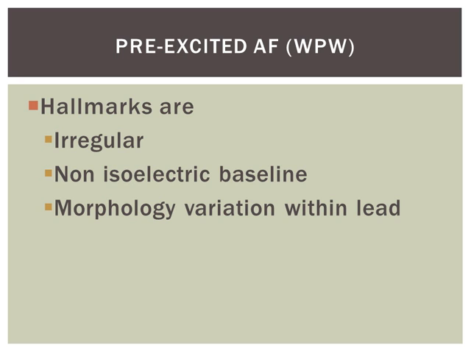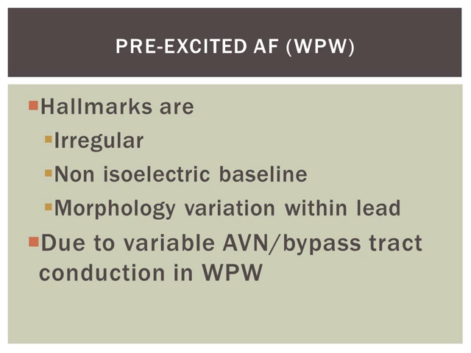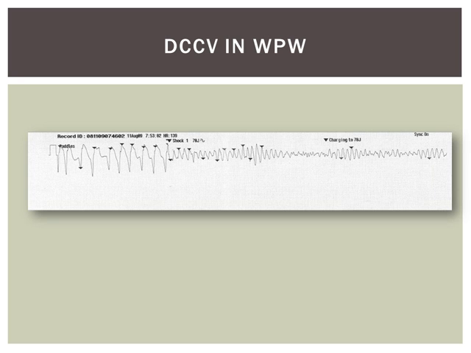So pre-excited AF, the hallmarks are it's irregular. There's a non-isoelectric baseline because we've got a fibrillatory wave running from the atria across that, and there's morphology variation within a lead. And that's due to the variable pathways that the beat can conduct. So it can go through the AV node or the bypass tract or through both at once. Remember that if you're going to shock someone in Wolff-Parkinson-White, you need to watch out that you're getting good synchronization.